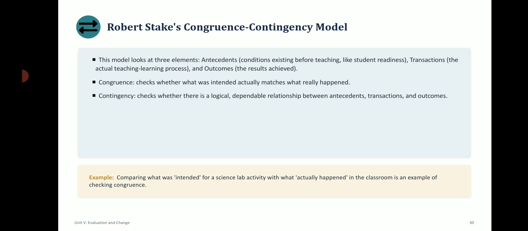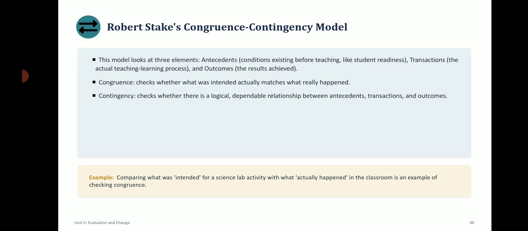Antecedents: is the student ready. Transaction: is the teaching-learning process ready. Outcome: everything is over, that's it. Antecedents, transactions and the outcomes, that's it. Okay, so now congruence: check whether what was intended actually matches with what really happened. Do our goal and our reality meet or not? That is congruence.